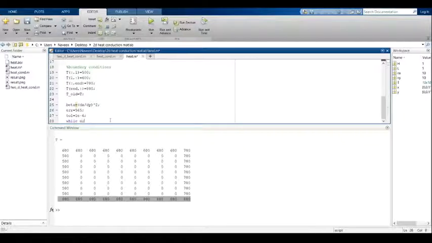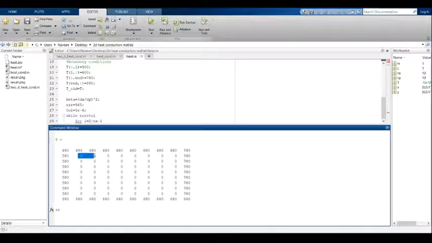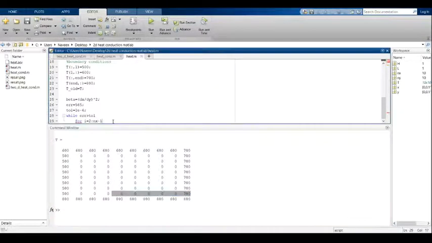So while loop, error is greater than tolerance, for i equals 2 to nx minus 1. So I have to solve only the inner rows, so the calculation goes from the second row. So I have taken 2 to nx minus 1. This is the last row, which is nx, and before that last row is nx minus 1. For j equals 2 to ny minus 1. So here I am writing the discretization equation.